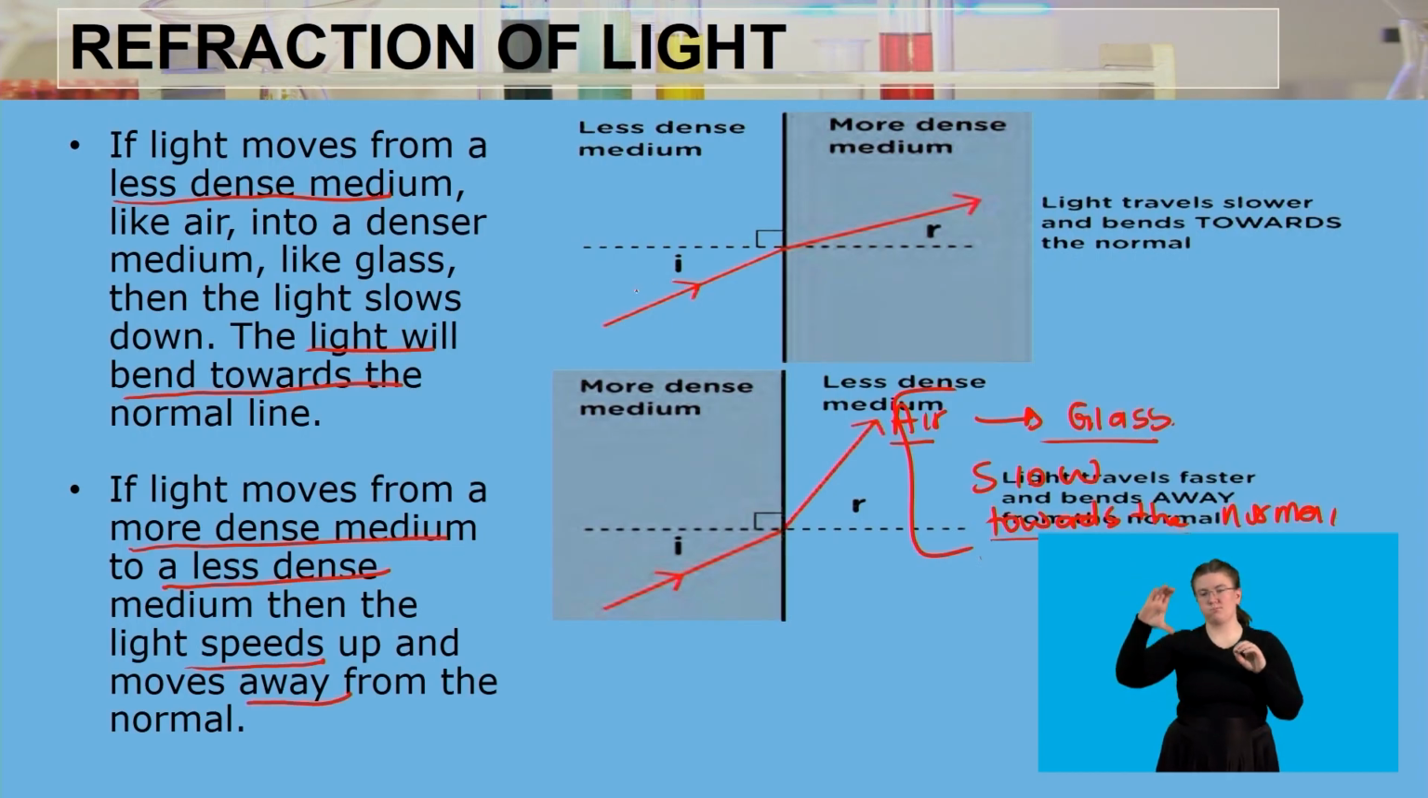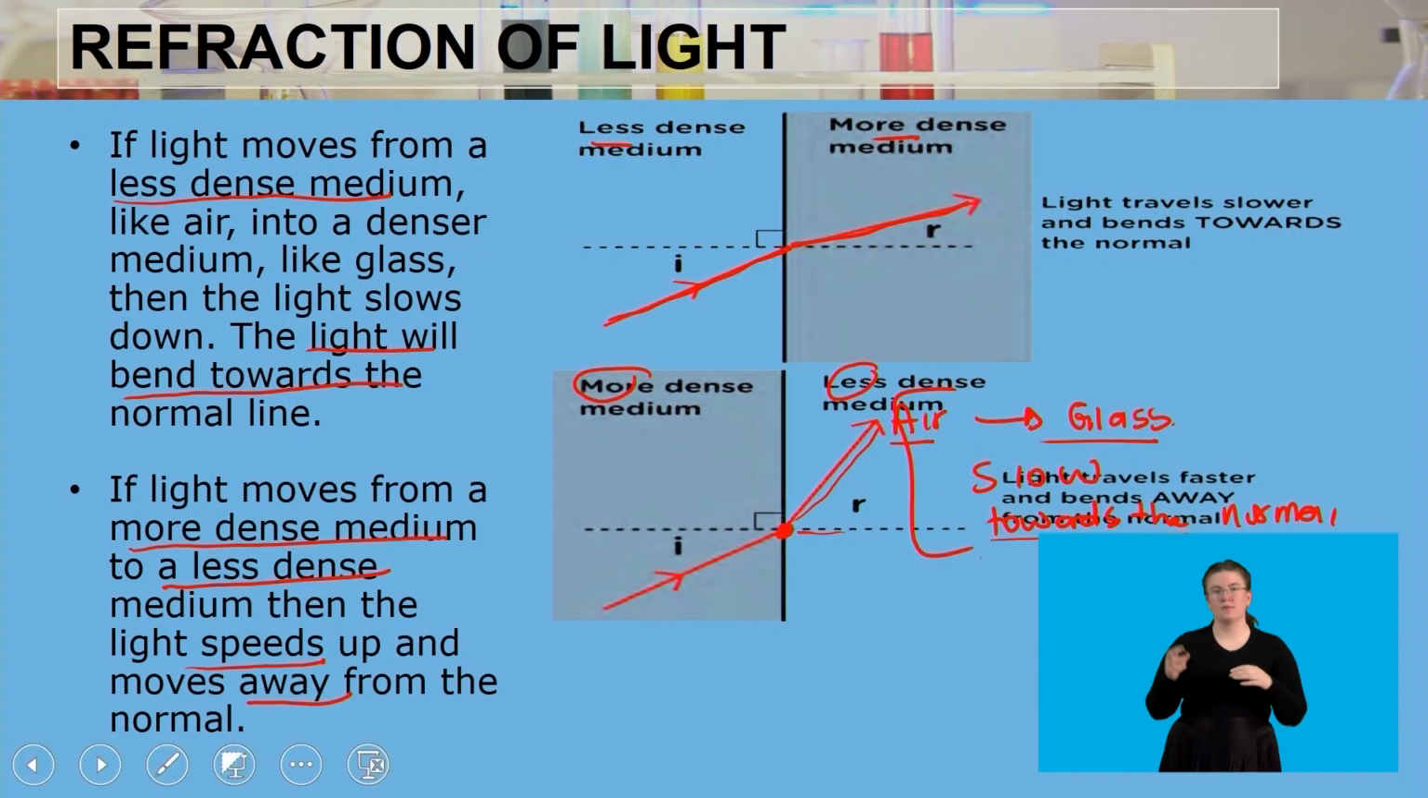As we can see, from less dense to more dense, the light changed direction and bent towards the normal. However, from more dense to less dense, the light changed direction as it entered the other medium, and the light bent away from the normal. As you can see, this is your normal, and your light bent away from the normal. So from less to more, towards the normal; from more to less, away from the normal. We always need to keep that in mind.